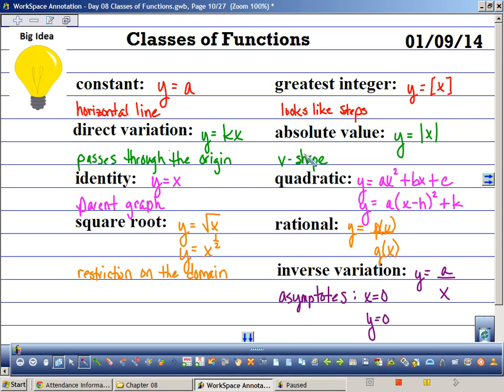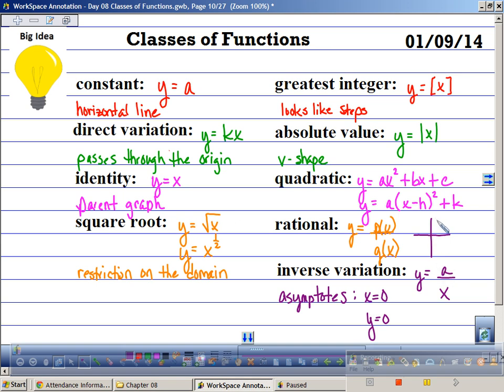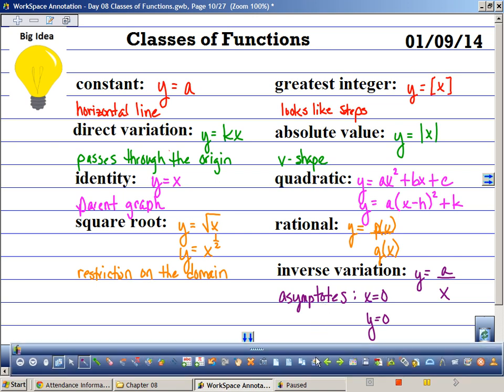Jacob. Rational would be something more like, if this is your xy axis, then it can do that. It's shifted. You know what I mean? The difference between the two? An inverse function is a rational function, but a rational function doesn't necessarily need to be an inverse. Kind of works like that. Okay.